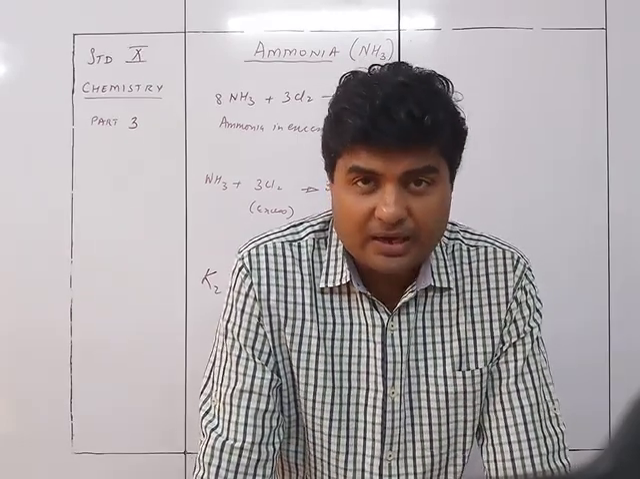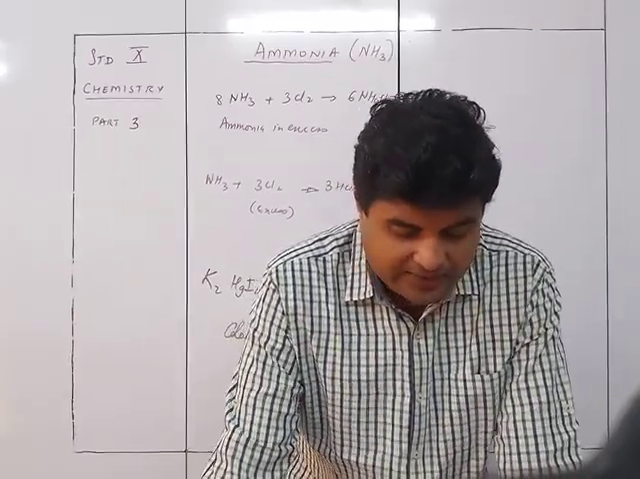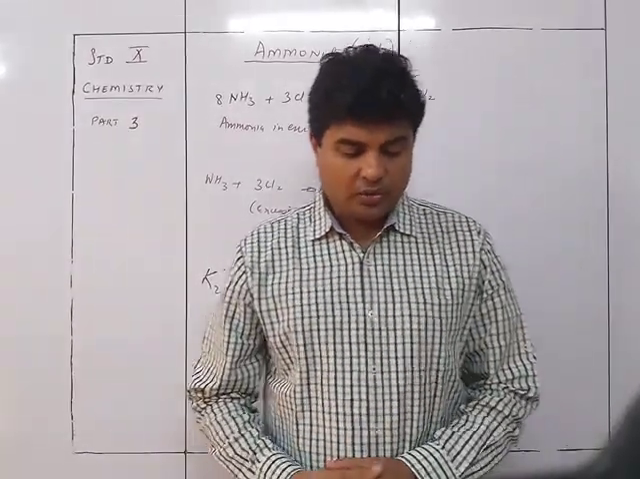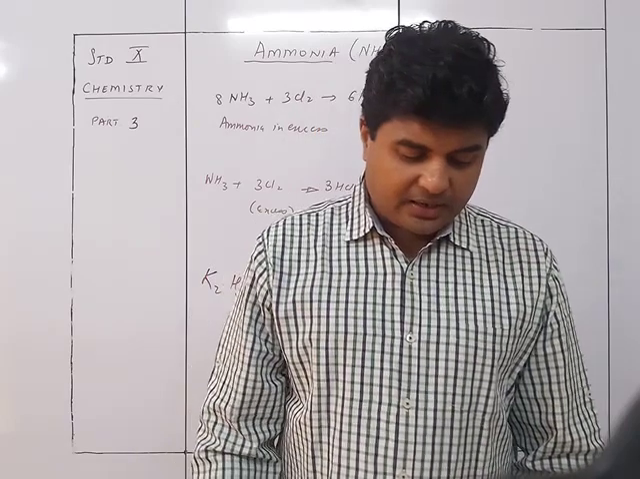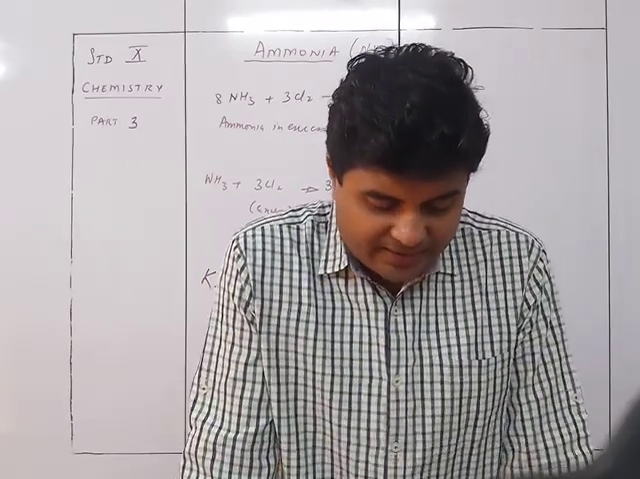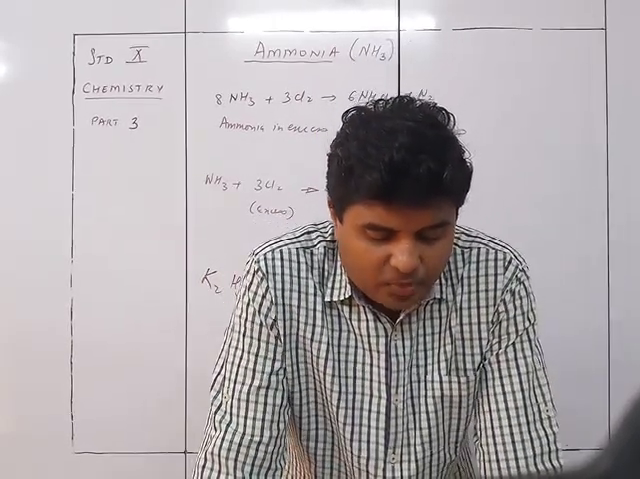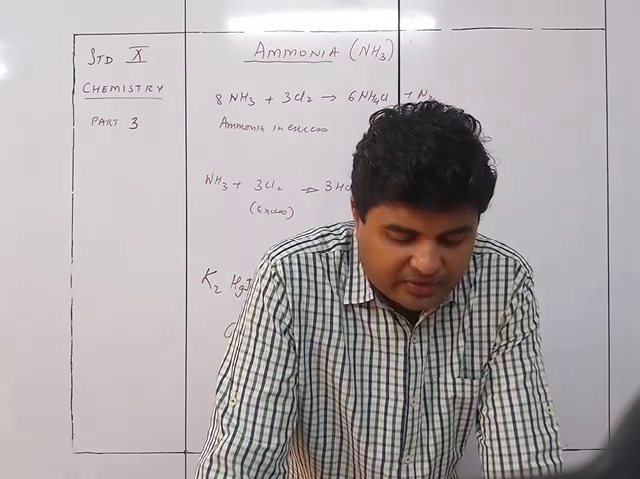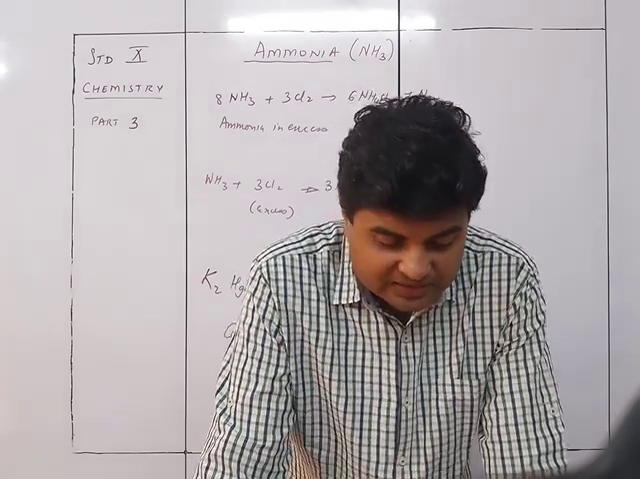So urea contains nitrogen from ammonia. Urea is NH2CONH2. Ammonium sulphate, again a fertilizer. Ammonium nitrate is a fertilizer. Calcium ammonium nitrate and diammonium hydrogen phosphate. All these are different fertilizers.